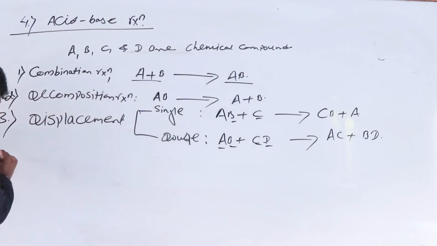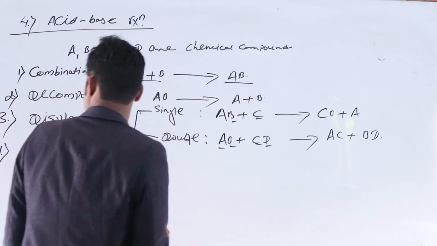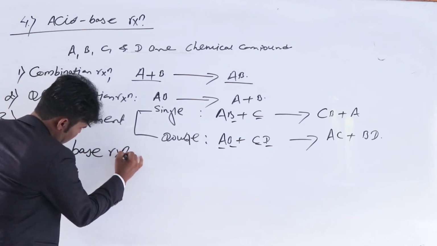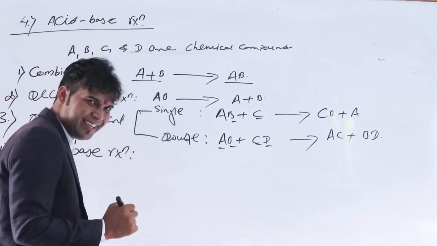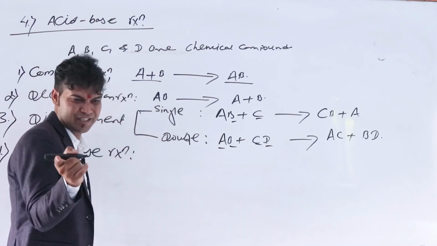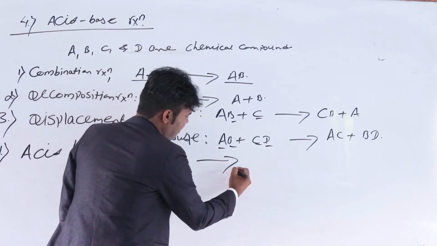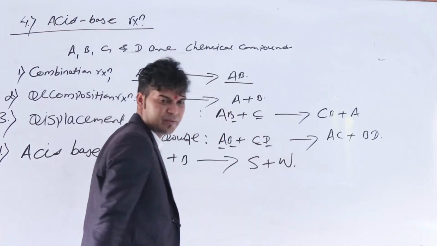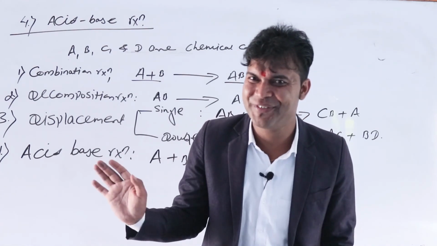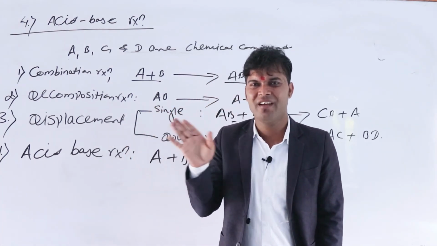Okay. Next one is the acid base reaction. Let us remember, A is the acid, B is the base. In that case, A plus B gives salt plus water. Salt plus water are formed, isn't it? I hope you are clear about chemical reactions and their types.